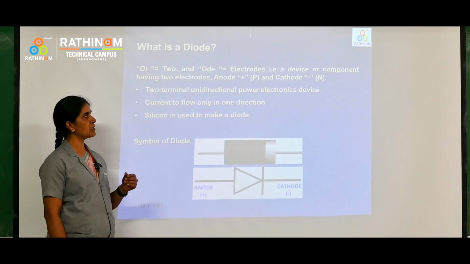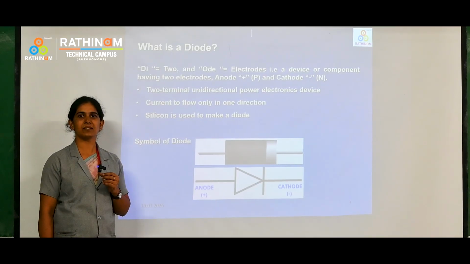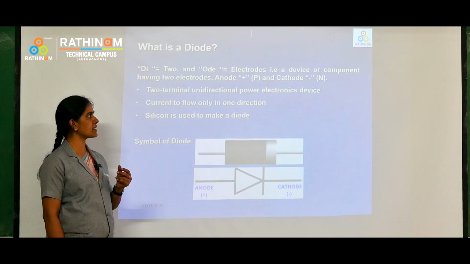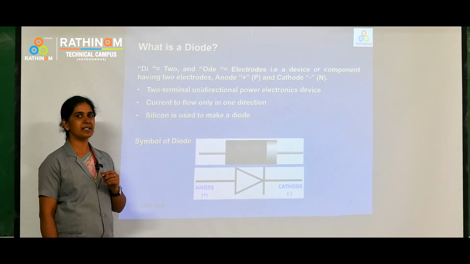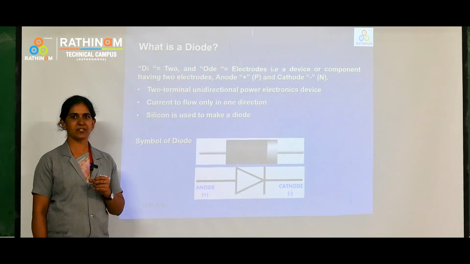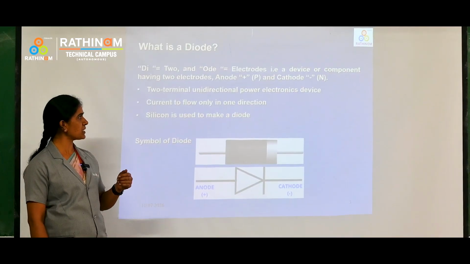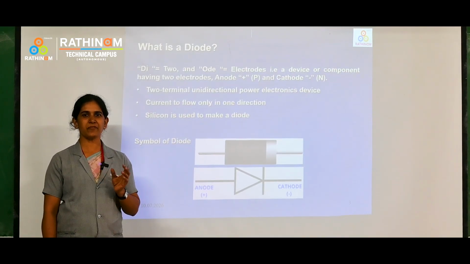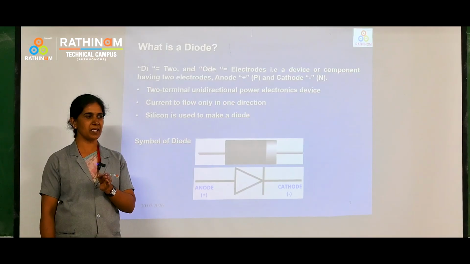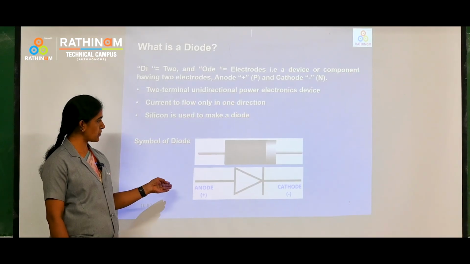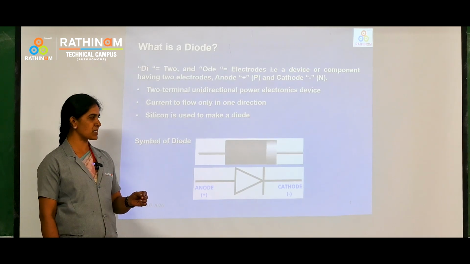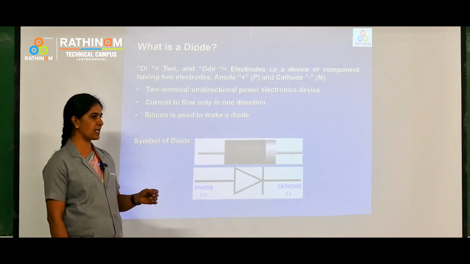Di means 2, ode means electrode. So a diode is a device which has 2 electrodes called anode and cathode. A diode is a unidirectional electronic device. So what is meant by a unidirectional device? A diode allows the flow of current from one terminal to another, that is in the forward direction from anode to cathode, and blocks the flow of current in the reverse direction, that is from cathode to anode.